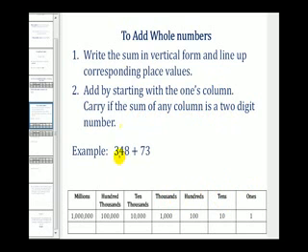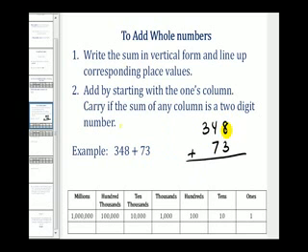So here's an example. 348 plus 73. We'll write this in vertical form. So we'll write down 348. And then writing this in vertical form, we'll line up the 7 in the tens column with this 4 in the tens column. And we'll line up the 3 with the 8 in the ones column.